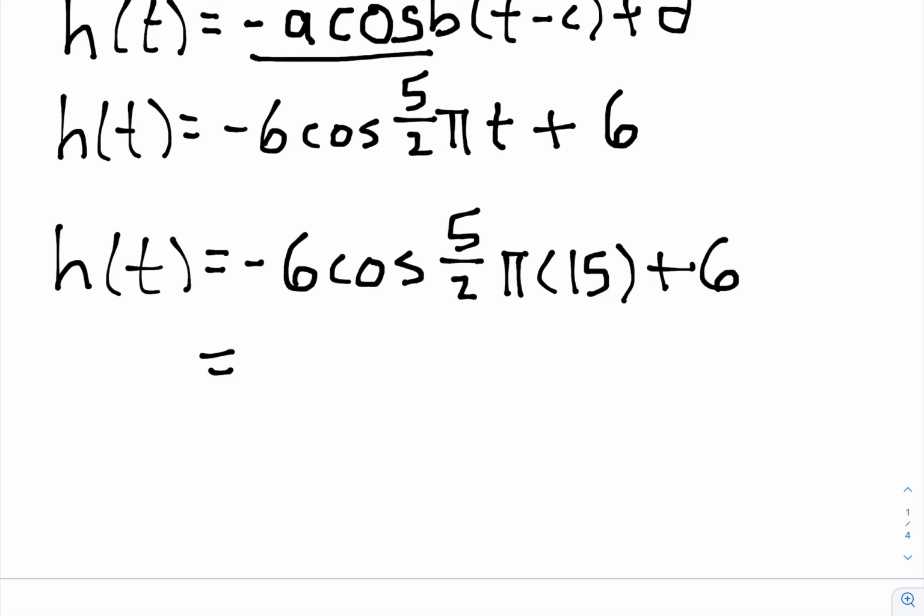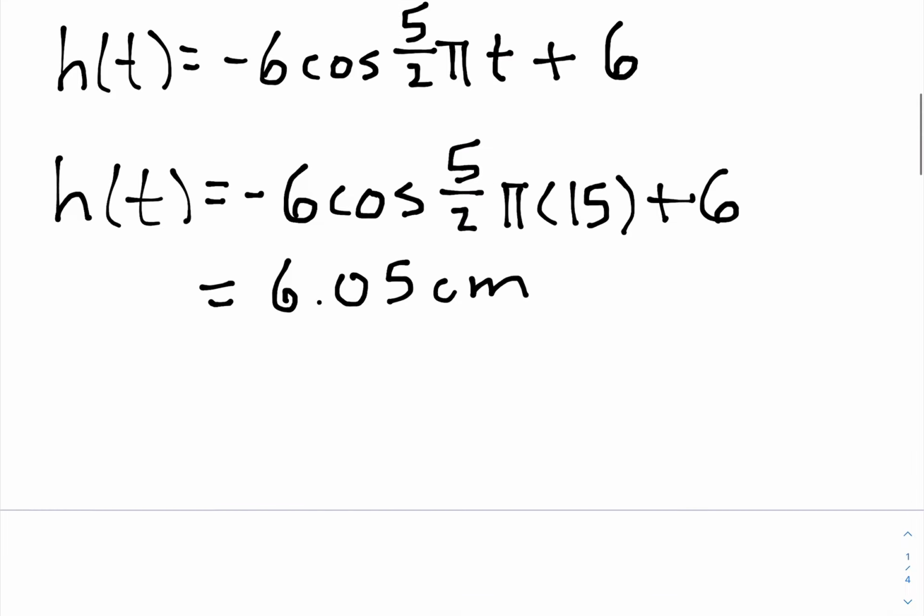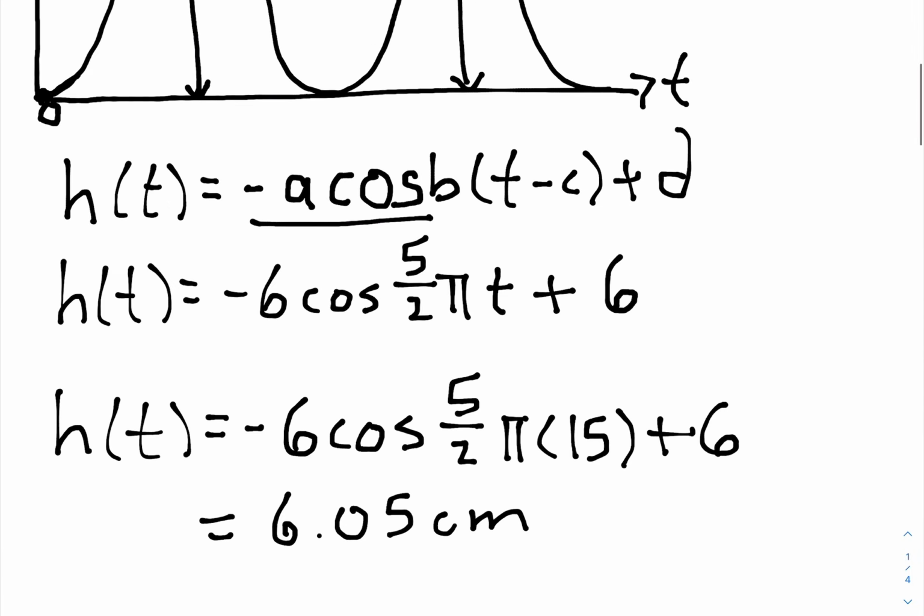Okay, so there's something kind of wonky with my calculator here, but what you'll find is if you plug in 15 for t, you'll get approximately, for rounding, let's call it 6.05. Okay, so this is 6.05. And this is centimeters off the ground. Okay, so that's part A, right? And now I'm just going to write A here.